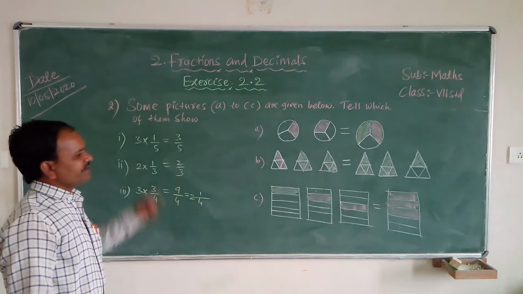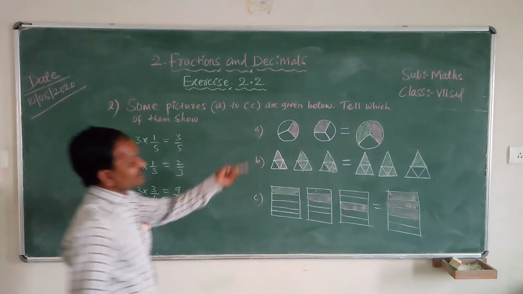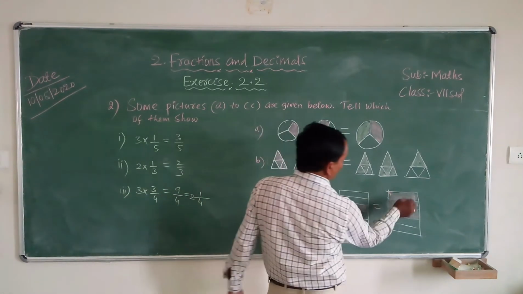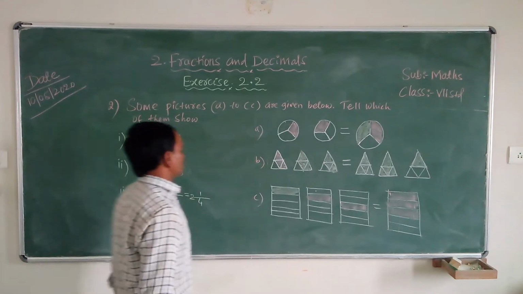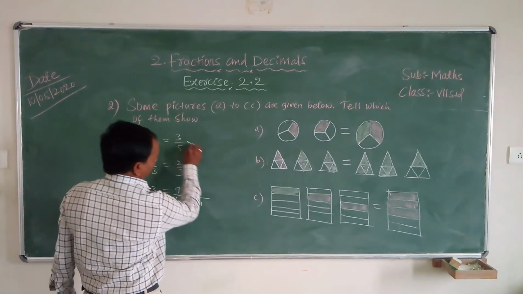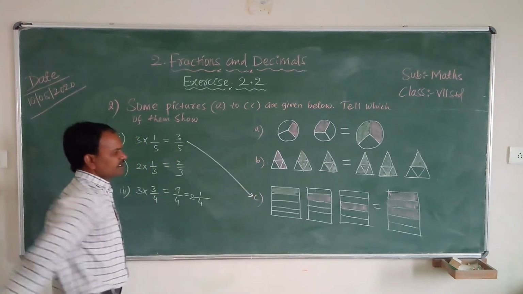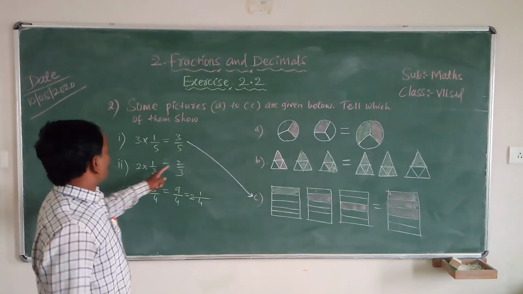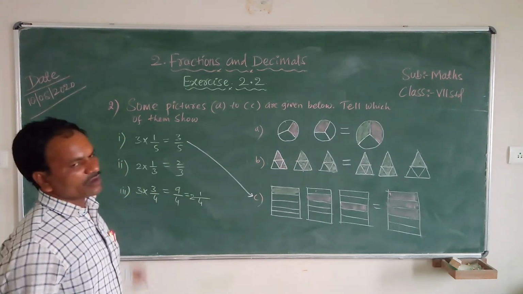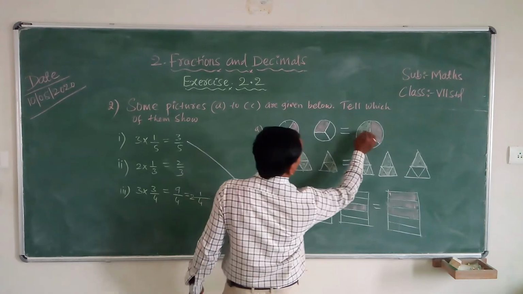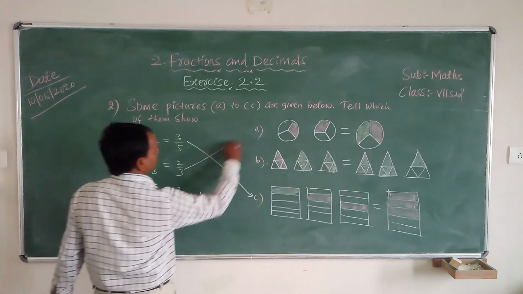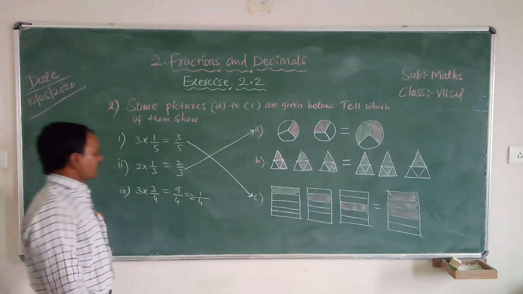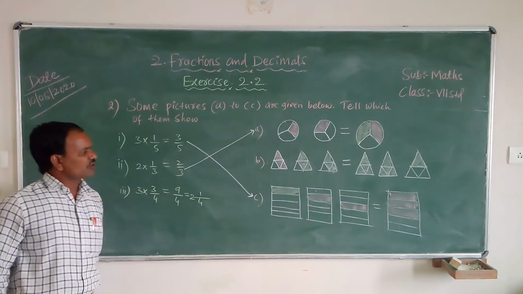So 3 by 5 means, where is the 3 by 5? 1, 2, 3, 4, 5. 3 colored. So that is C1. First is the C. So 2 by 3. Where is the 2 by 3? Here is the 2 by 2 colored, one is empty. 2 by 3. Answer is A.